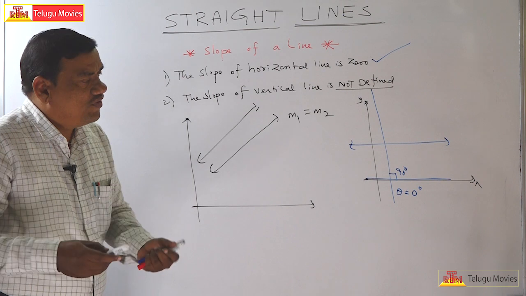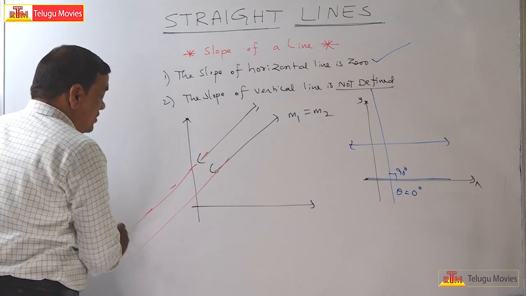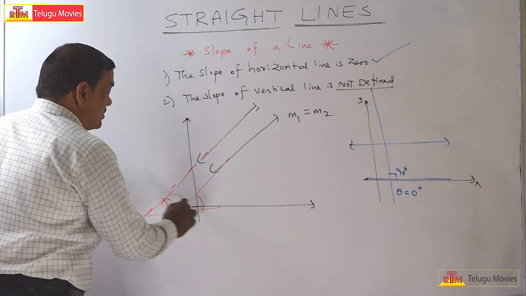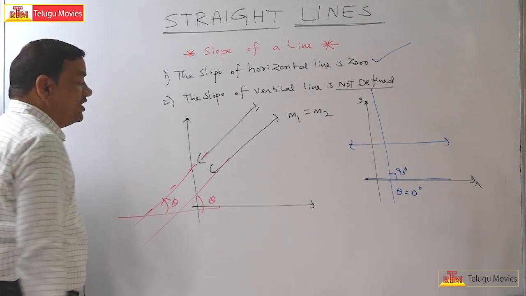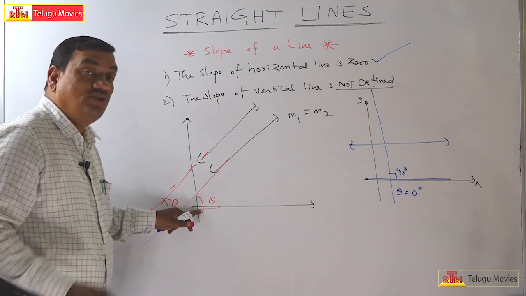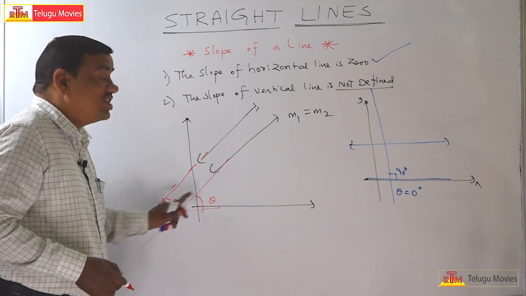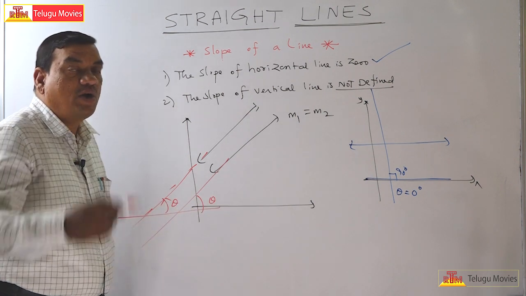What is the proof? Very easy. Extend these lines, extend this line. We know that two lines, this is theta, this is also theta. Two parallel lines make the same angle with the transversal. We call them corresponding angles, theta, theta. Corresponding angles are equal.